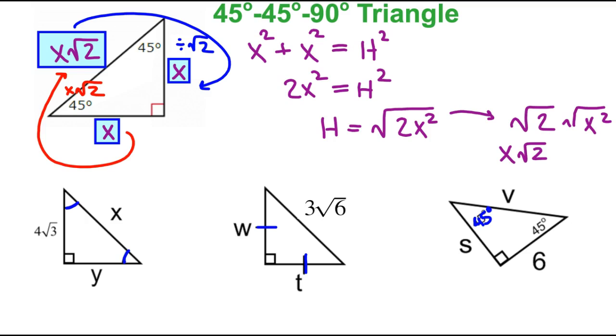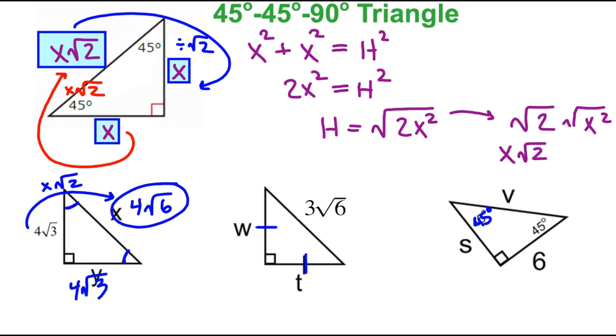So how do I go from the leg to the hypotenuse in a 45, 45, 90? I times by root 2. So what is 4 root 3 times root 2? 4 root 6, not 4 root 5. You got to multiply them. So 4 root 6. Good. And then the other one, since it is isosceles, is also 4 root 3.